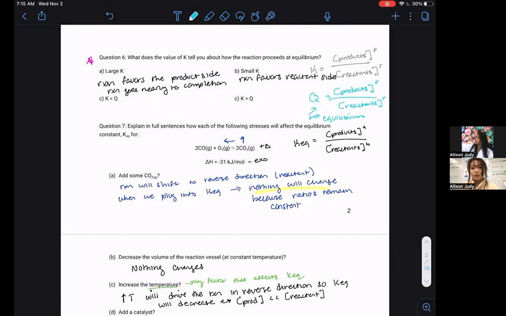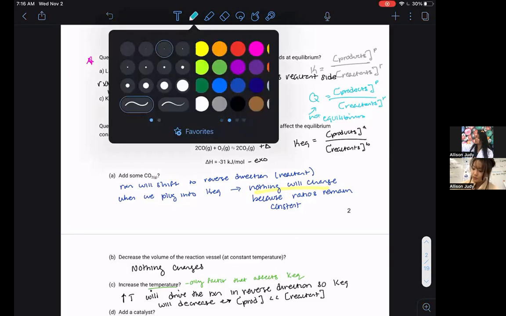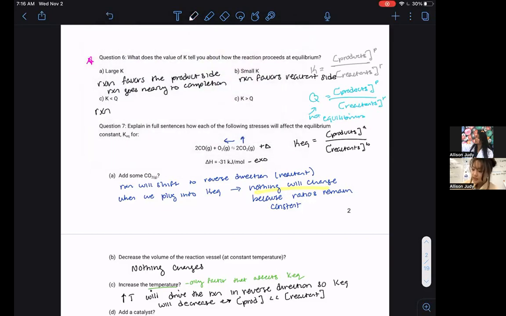But oftentimes we compare when Q doesn't equal K, and we use that comparison of Q and K values, both of which have no units, to predict which direction the reaction will proceed in order to restore or achieve equilibrium. So if K is less than Q, that tells me that at equilibrium I have more reactant than I do currently where I am testing or measuring my reaction.